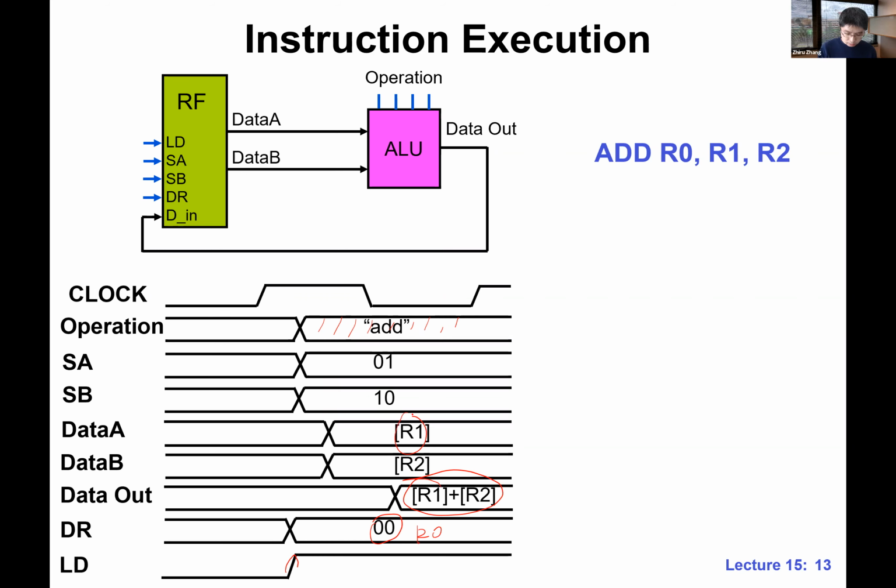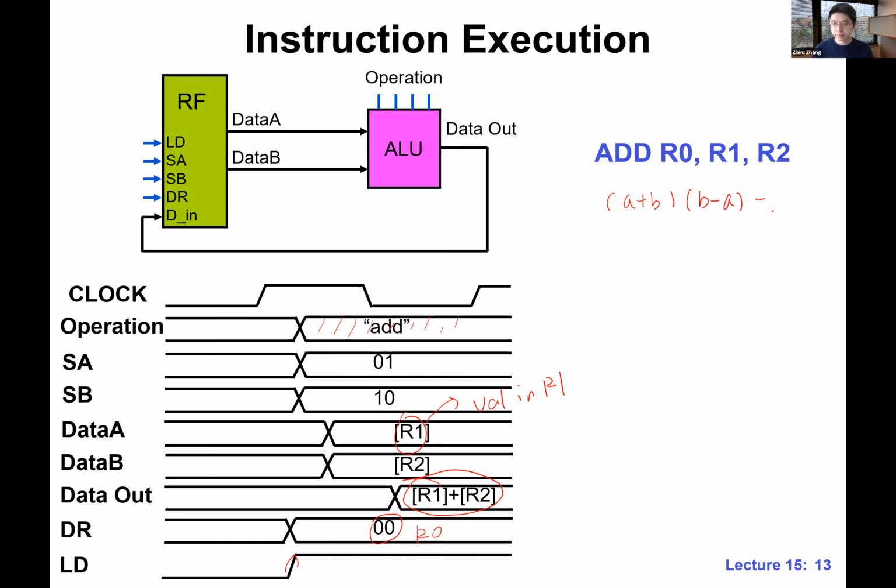Over here, this really means the value in R1. The square bracket R1, I'm using this notation to indicate the value stored in R1. Is it clear? Right, so this is the waveform. We just finished addition. One more time, we want to do this.